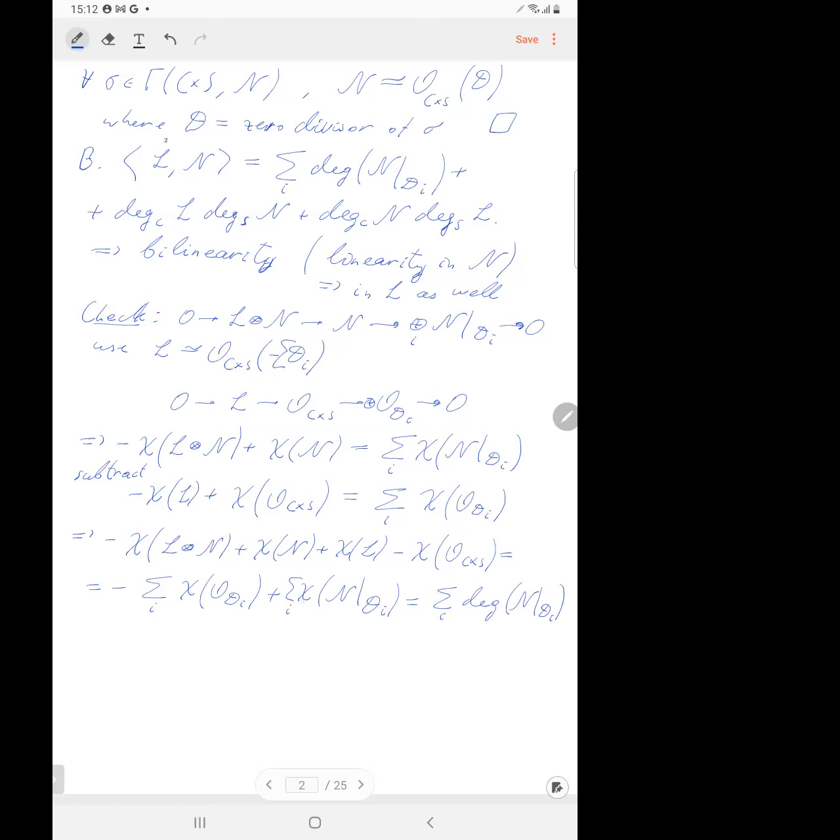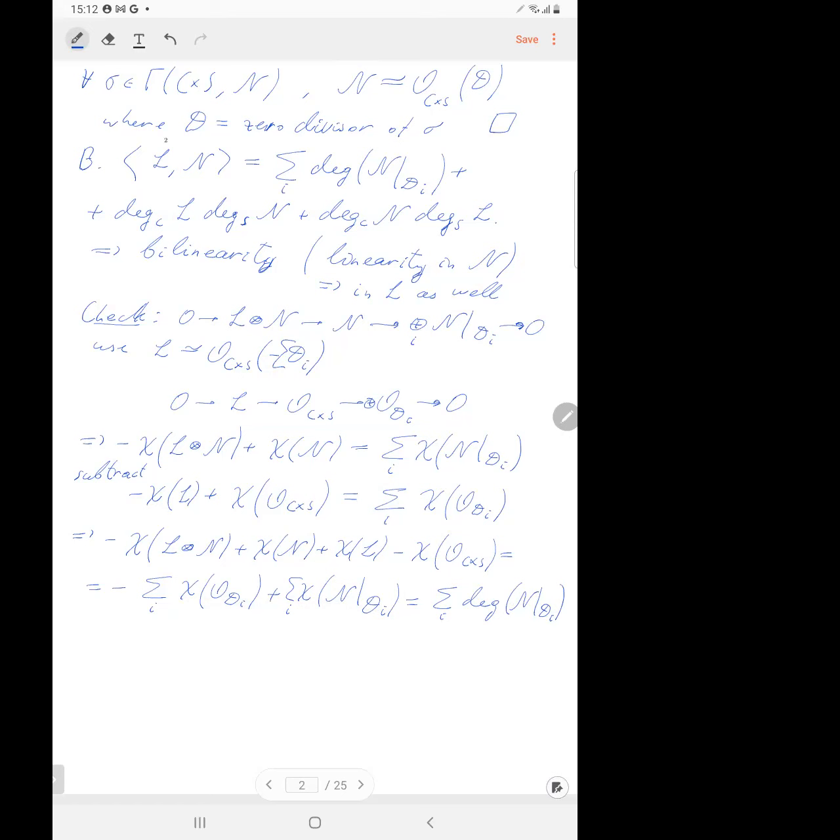the di's are curves, right? And for each particular curve di, we subtract the Euler characteristic of the structure sheaf from the Euler characteristic of a line bundle, and this difference is just the degree of this line bundle. This is well known and clear.